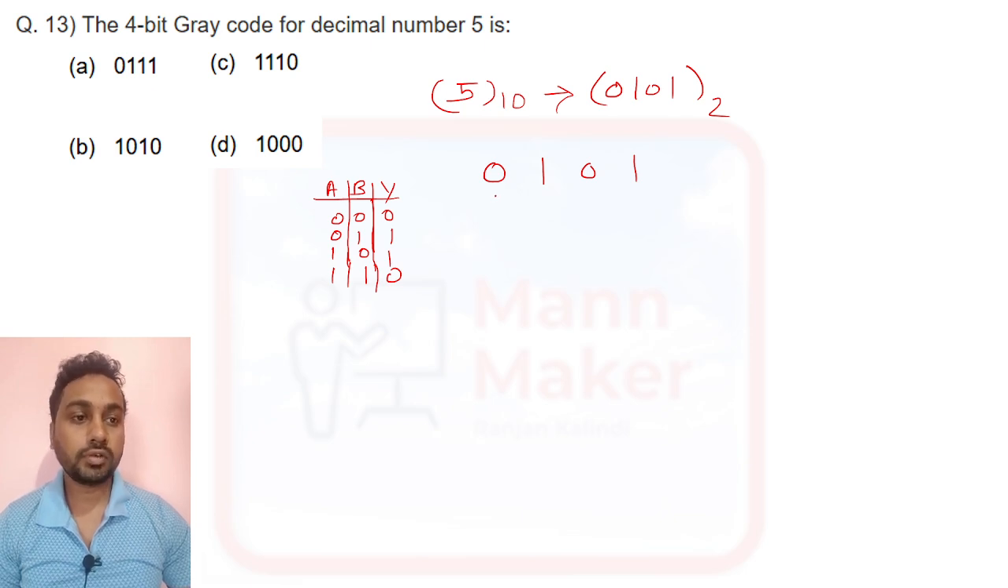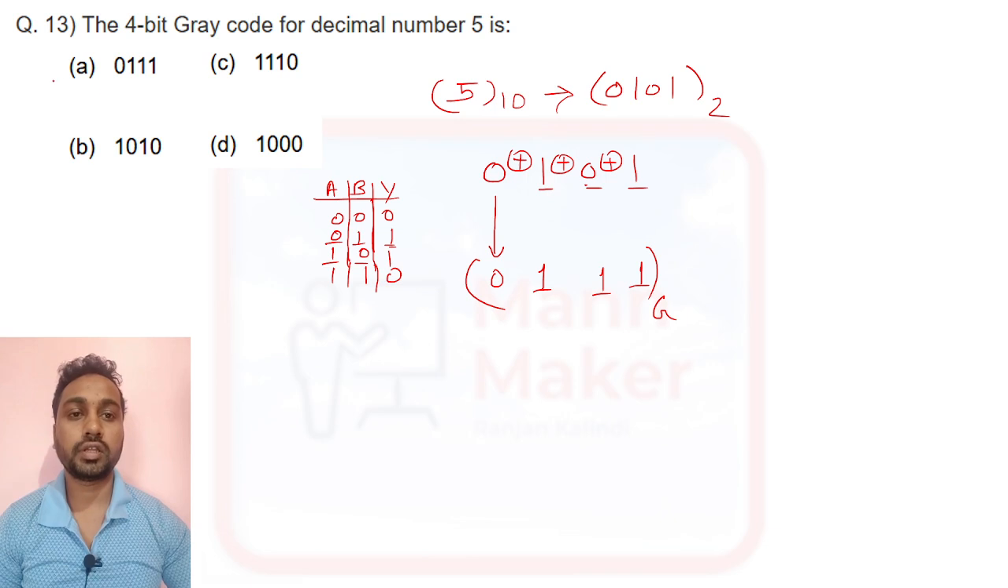First, this MSB bit we write as it is. This is 0. Now between 0 and 1 we put XOR. 0 and 1, output will be 1. Again 1 XOR 0 is 1. Again we put XOR here, 0 and 1, so 0 and 1 is 1. Now this is your gray conversion, this is your gray value. That is option A, your right answer.